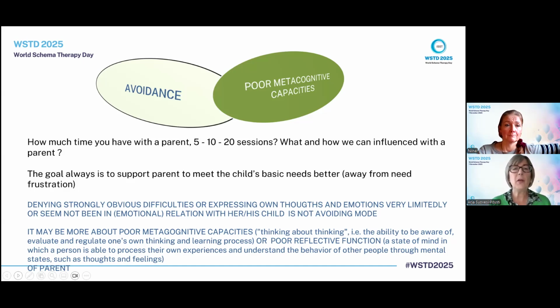But if a parent is strongly denying obvious difficulties with the child, or if she or he is expressing own thoughts and emotions very limitedly, or seems not to be in emotional relation with their own child, maybe it's not avoiding mode. Maybe it's more about poor metacognitive capacities or poor reflective function. And of course, then we need more time with the parent.